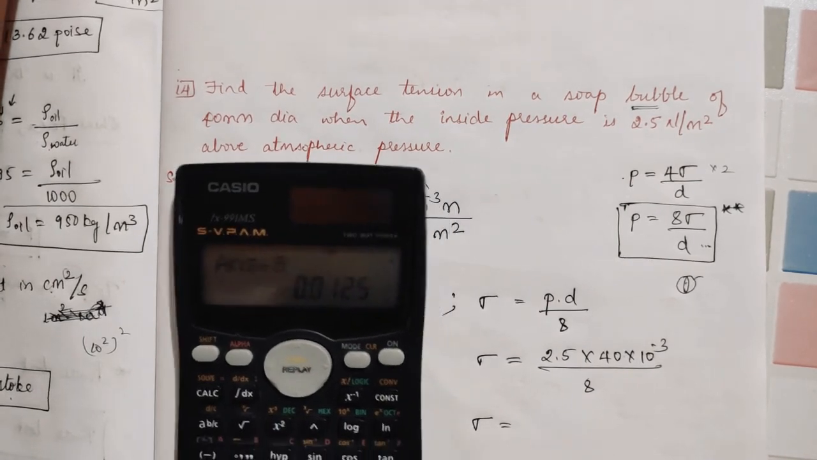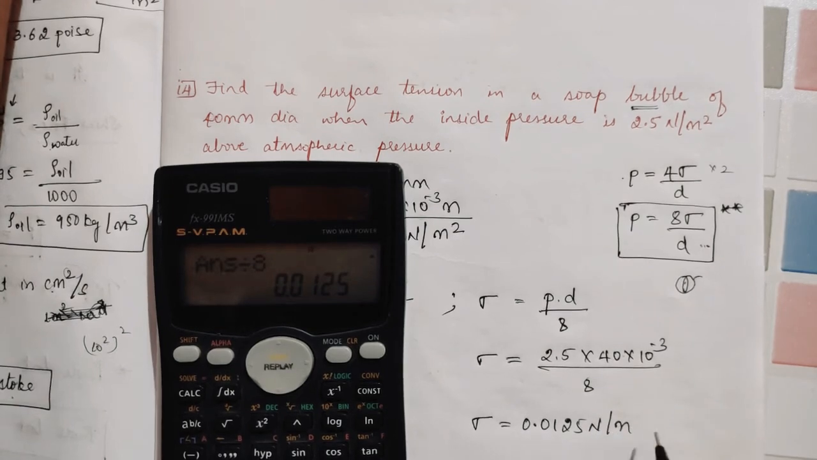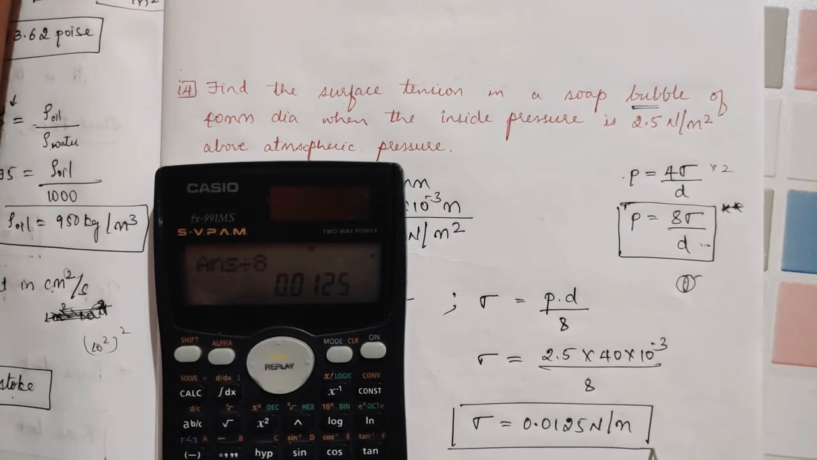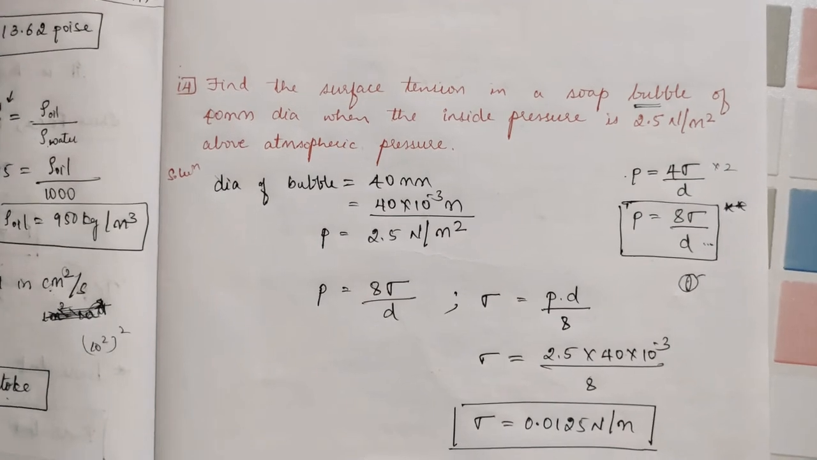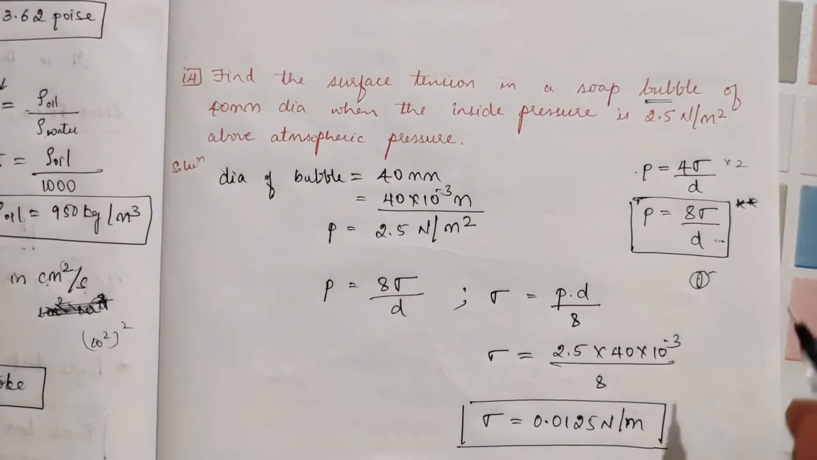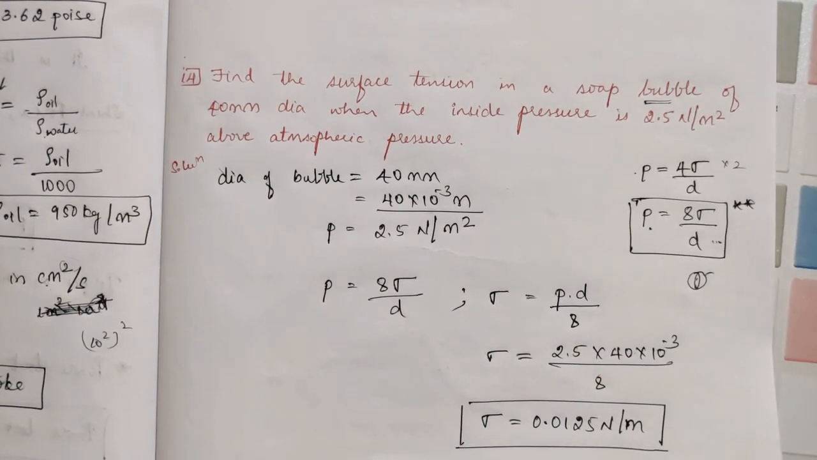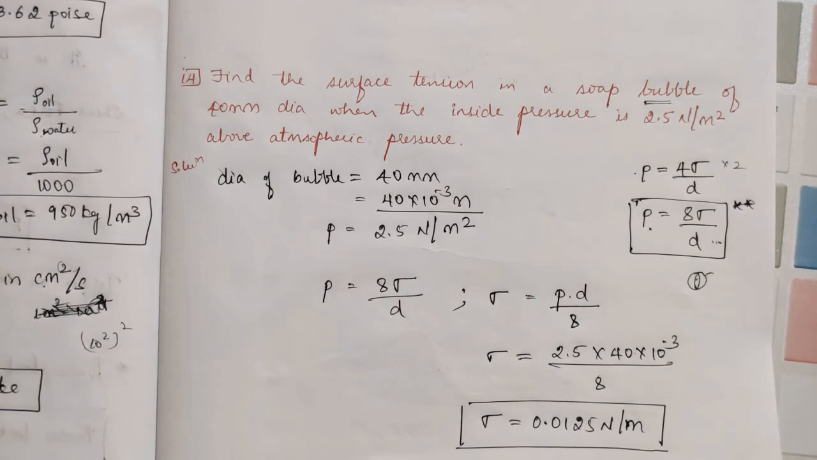The value is 0.0125. What is the unit? Surface tension unit is Newton per meter. So 0.0125 Newton per meter. Some easy problems will be given. You just need to remember the formulas and practice. Okay, I have given these 2 questions. I hope you understand.